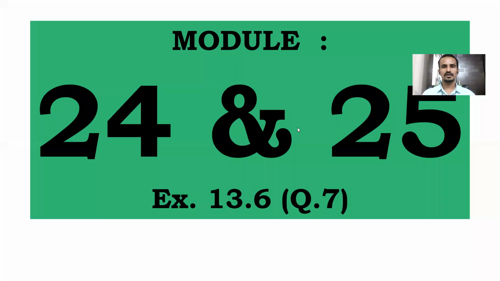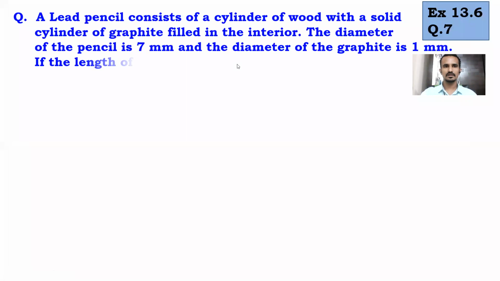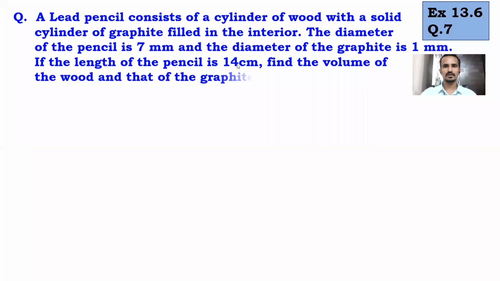Next question is 13.6, question number 7. Now this is also a very important question. The question is, a lead pencil consists of a cylinder of wood with a solid cylinder of graphite filled in the interior. The diameter of the pencil is 7 millimeter and the diameter of the graphite is 1 millimeter. If the length of the pencil is 14 centimeter, find the volume of the wood and that of the graphite.